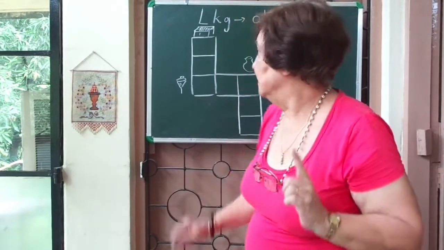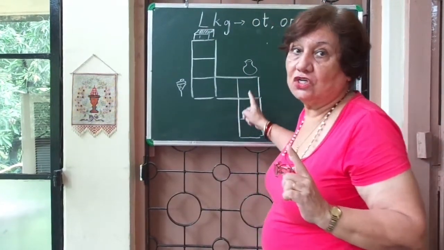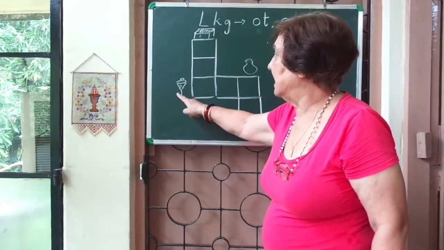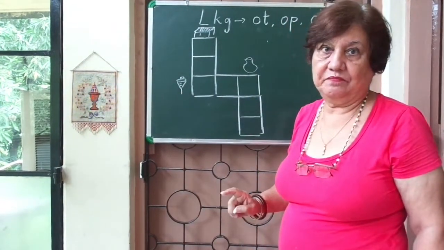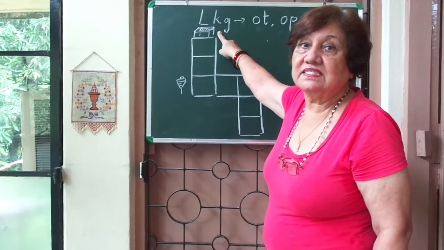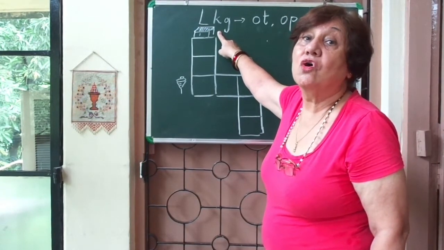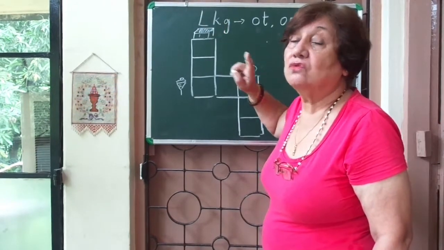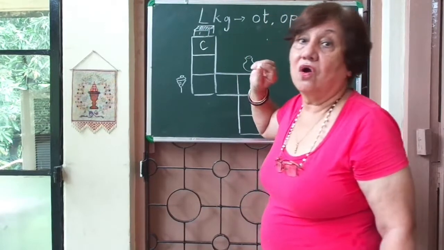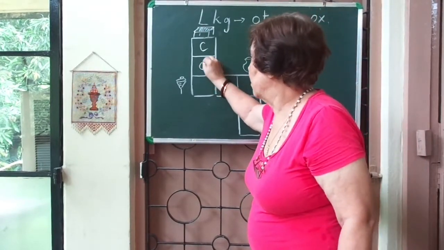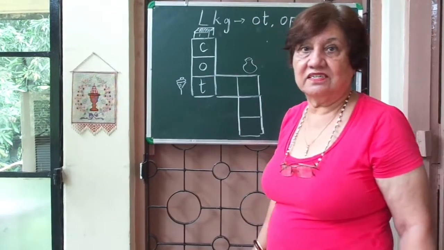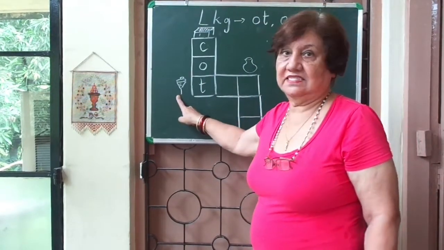Now what I have done, I've made it like a crossword. But what have I done? I've drawn pictures at different places. Now the first picture that is here, can you tell me what it is? It is a cot. So how do I spell cot? Who says K? C says K. O says O. T says T. Cot.